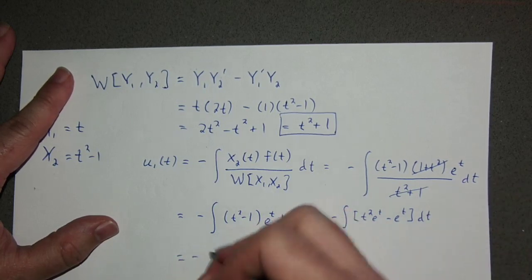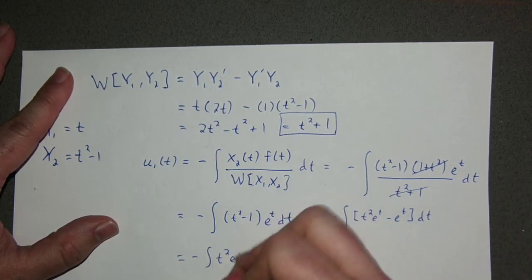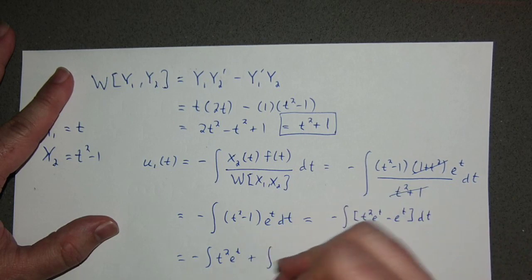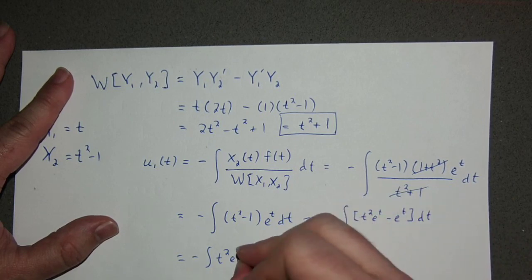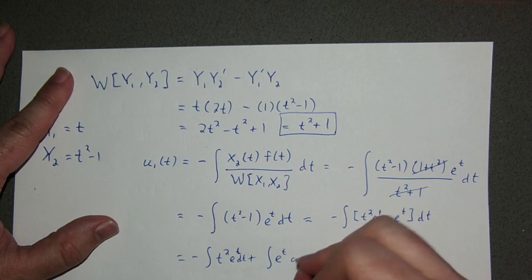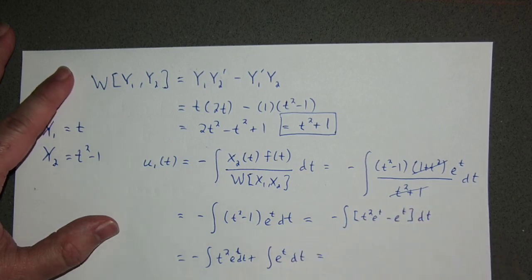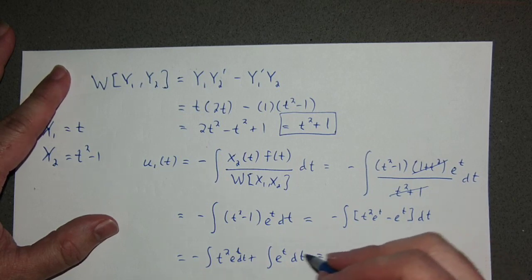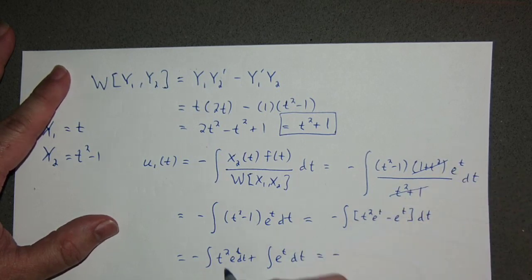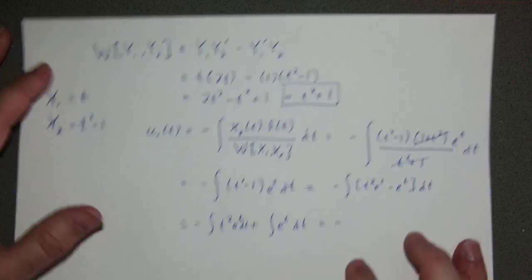So this is minus the integral of t squared e to the t, plus the integral of e to the t dt, sorry, plus the integral of e to the t dt. So this is the one that I have to do by parts. This is just e to the t. So what do I get here? I get minus, I'm doing integration by parts.